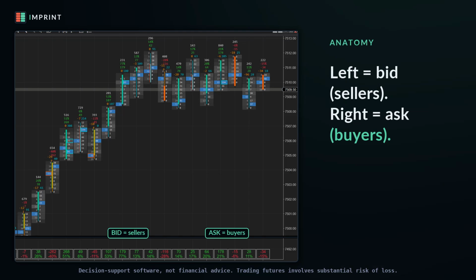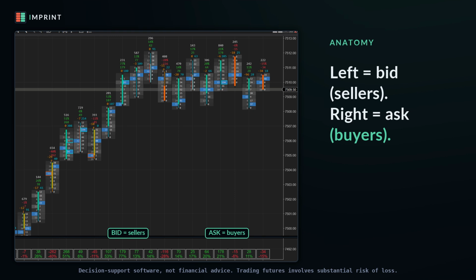Start with one candle. On a normal chart, it's a single bar. On a footprint, that same candle is split into rows, one for every price it traded at. And each row has 2 numbers. The number on the left is volume that traded at the bid, sellers hitting the offer, hitting sell. The number on the right is volume that traded at the ask, buyers lifting the offer, hitting buy.